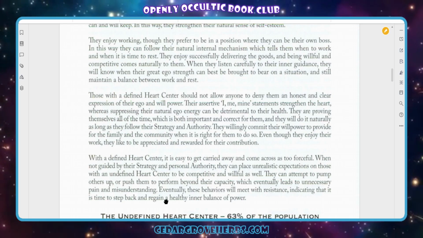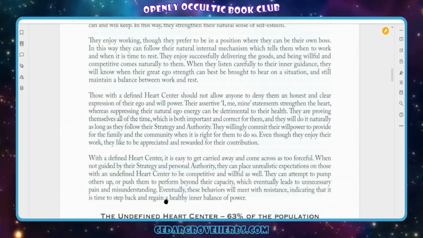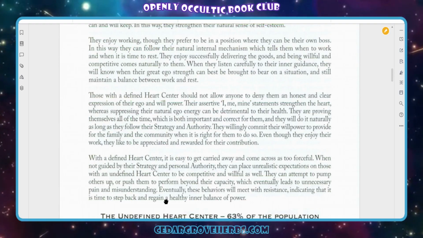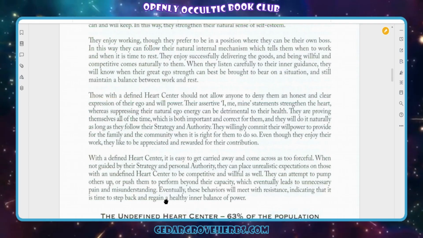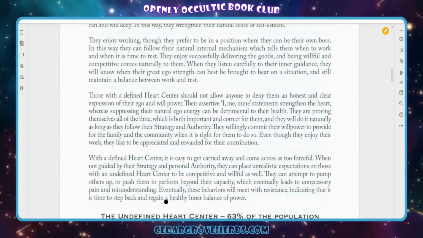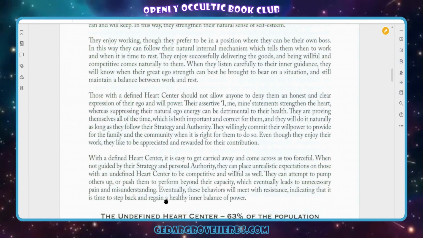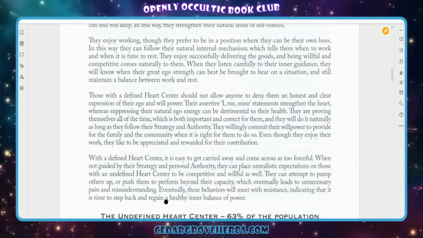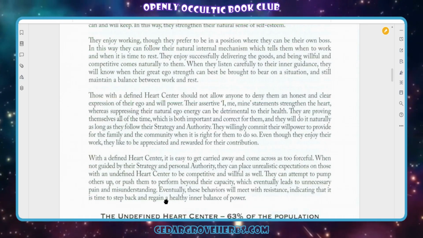When they listen carefully to their inner guidance, they'll know when their great ego strength can best be brought to bear on a situation and still maintain a balance between work and rest. Those with a defined heart center should not allow anyone to deny them an honest and clear expression of their ego and willpower. Their assertive I, me, mine statements strengthen the heart, whereas suppressing their natural ego energy can be detrimental to their health.